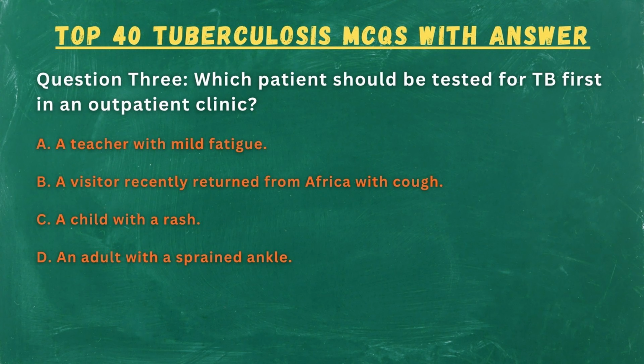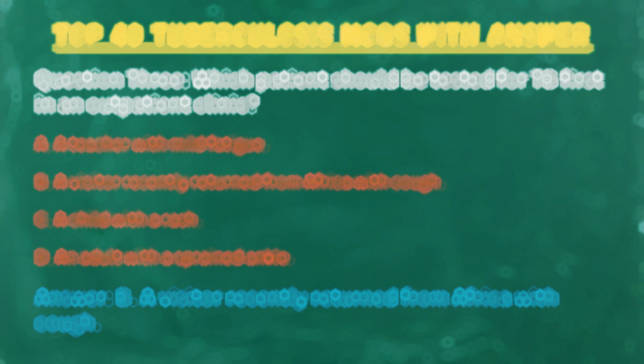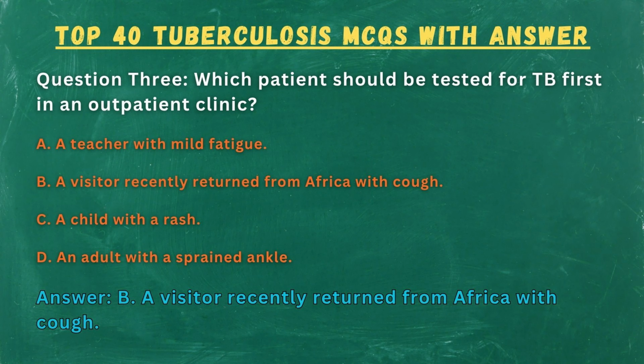Question 3. Which patient should be tested for TB first in an outpatient clinic? A. A teacher with mild fatigue. B. A visitor recently returned from Africa with cough. C. A child with a rash. D. An adult with a sprained ankle. Answer. B. A visitor recently returned from Africa with cough.